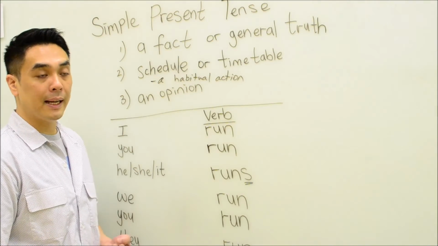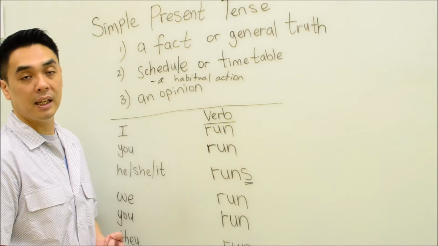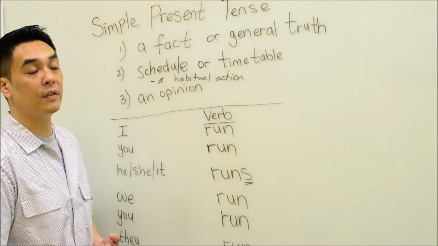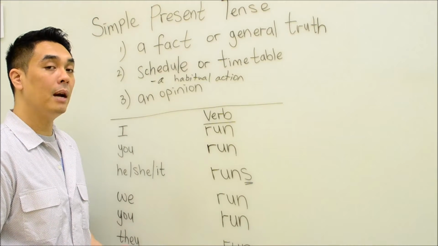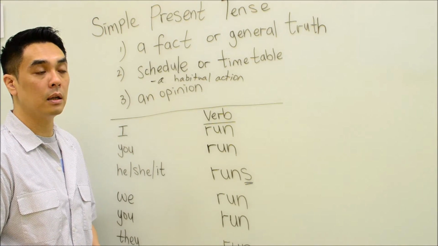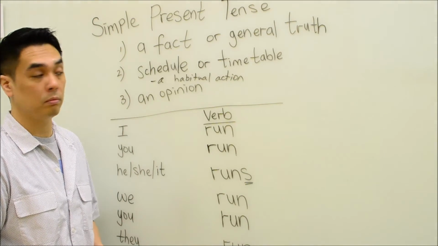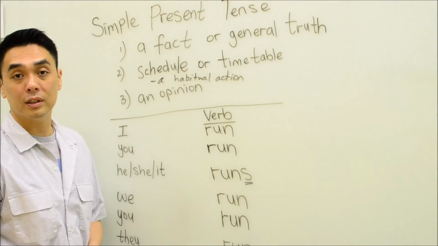I wake up every day at 6 a.m. I brush my teeth at 6:15. I eat breakfast at 6:30. I go to school at 7. At 3 p.m. I finish school and then I go home. So that's a schedule or timetable.